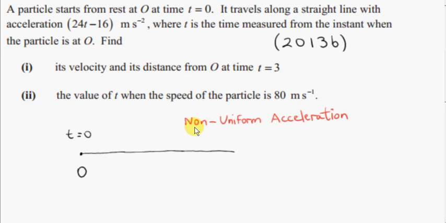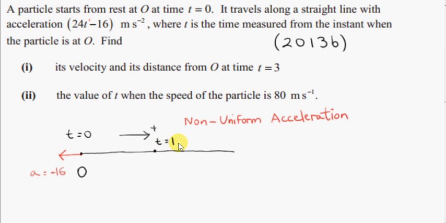Here we have an example of non-uniform acceleration. You can see that the acceleration depends on the time. It varies linearly with time actually. Like for example at time t equals 0, if we plug 0 into this, we get 24 times 0 minus 16, which is minus 16 for the acceleration. So the acceleration is pointing to the left if we take directions to the right as positive. So the acceleration is minus 16 at t equals 0.